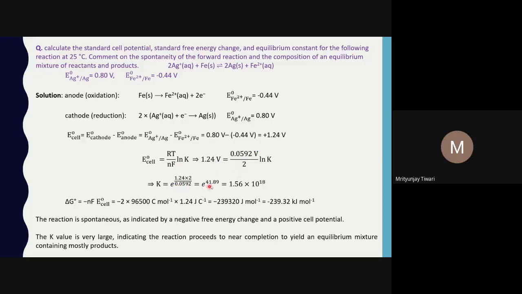This is equal to e to the power 41.89. After solving this, we get 41.89, and then the exponential value we get is 1.56 into 10 to the power 18. And here you can see the value of the equilibrium constant is very high. It means the reaction is almost near completion. So at equilibrium, the reaction is almost near completion in this case.